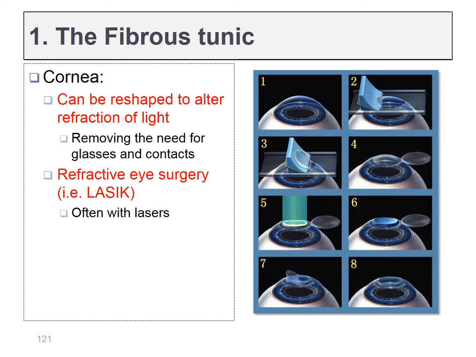The corneas can be reshaped with laser surgery. This is known as LASIK. Changing the shape of the cornea can change how light is refracted as it passes through, the same way that light can be refracted as it passes through eyeglasses. And this can reduce or even eliminate the need for corrective lenses.